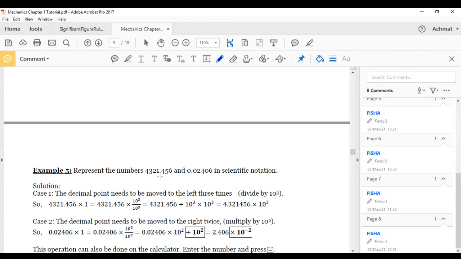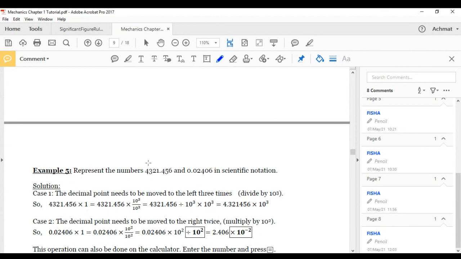So the decimal point moves to the left how many times? 1, 2, 3. So if I shift it to the left 3 times, then I've actually divided by 10 to the 3 to get it there. But remember, this number must still have the same value as it is here. So if I divide by 1,000 to get there, then I must multiply by 1,000 somewhere else so that the value can remain the same.